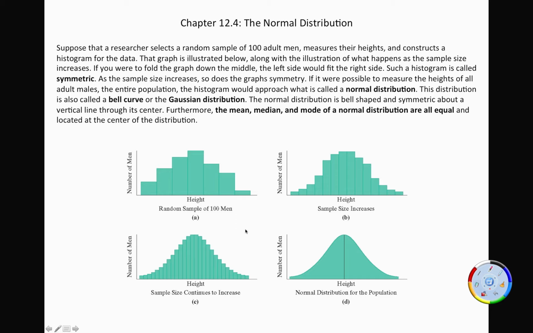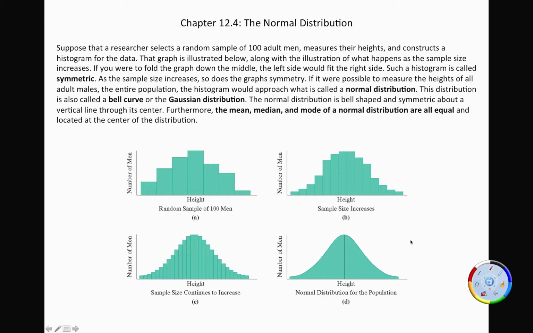If you were told to fold the graph down the middle, the left side would fit the right side. Such a histogram is called symmetric. As the sample size increases, so does the graph's symmetry. If it were possible to measure the heights of all adult males, the entire population, the histogram would approach what is called a normal distribution.